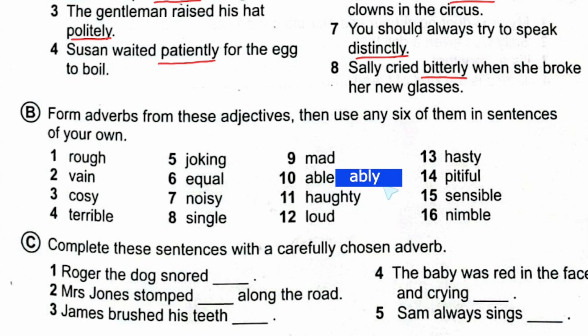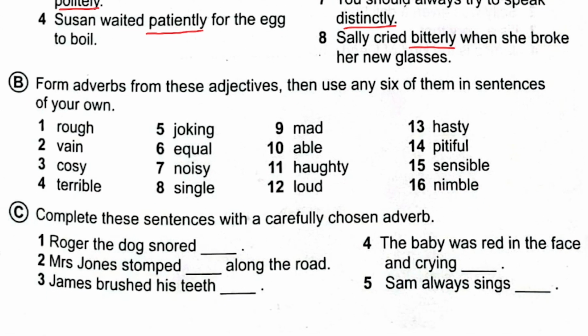Able, ably. Haughty, haughtily. Loud, loudly. Hasty, hastily. Pitiful, pitifully. Sensible, sensibly. Nimble, nimbly. This is the turn to do C number exercise. Here it's written, complete these sentences with a carefully chosen adverb. So let's do, you can try it by yourself before mine and later watch what I am telling. It means pause it now and after finishing your work, watch mine.